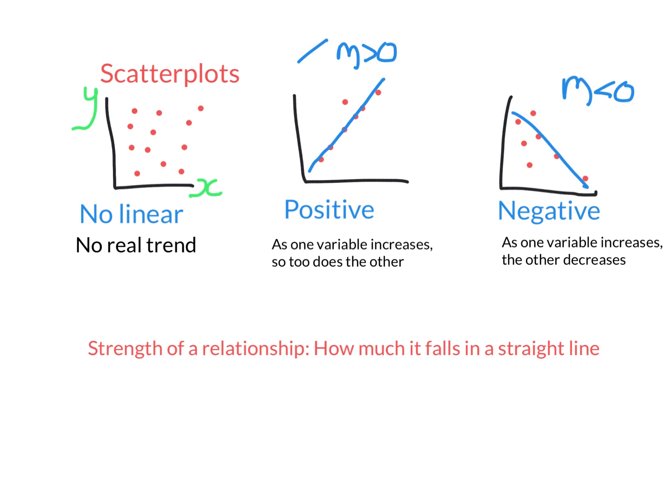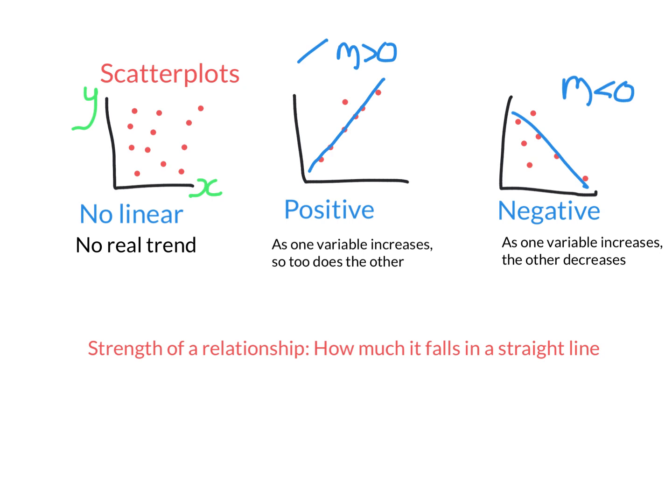In reality, very few things show a perfect linear relationship. They show a general trend. For example, for a positive relationship, we might look at height and weight. Generally, taller people weigh more. Doesn't mean that if you're taller, you absolutely weigh more.